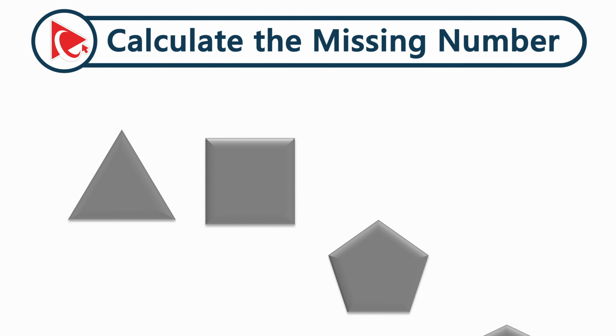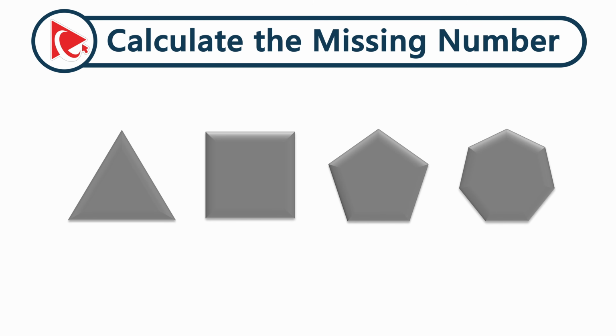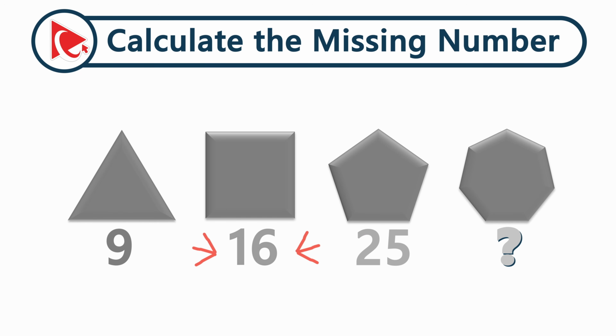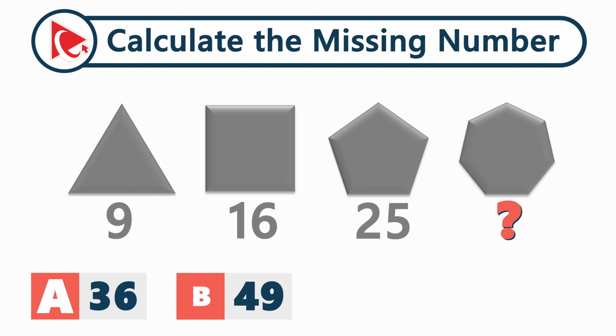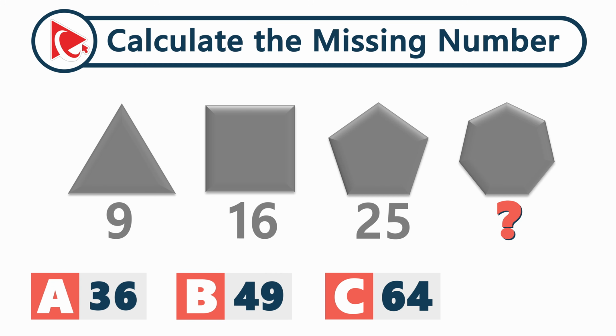You're presented with 4 shapes. Each shape has a number associated with this. The numbers are 9, 16, 25, and then the 4th shape has the missing number, which you need to calculate and select out of 4 possible choices. Choice A, 36, choice B, 49, choice C, 64, and last but not least, choice D, 81.